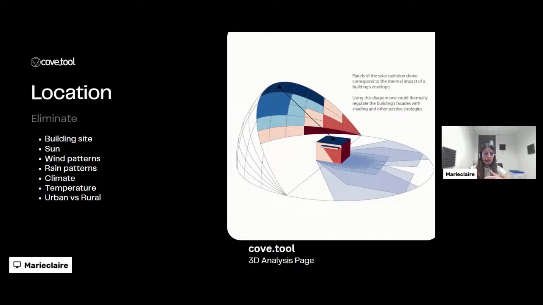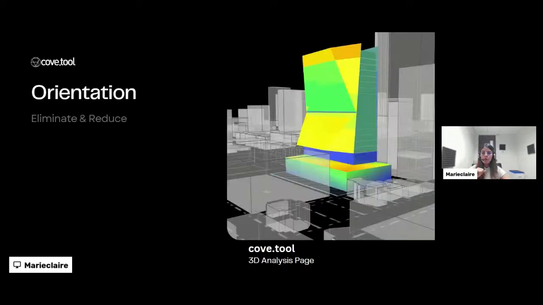So I know that sometimes as architects, clients come to us with a specific lot where they want to build. So probably location will be, from the four variables that I'm going to present, the most difficult to control. The second one will be orientation.